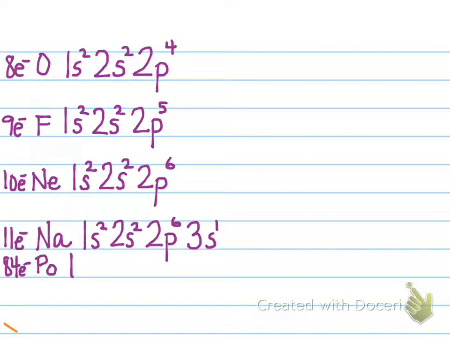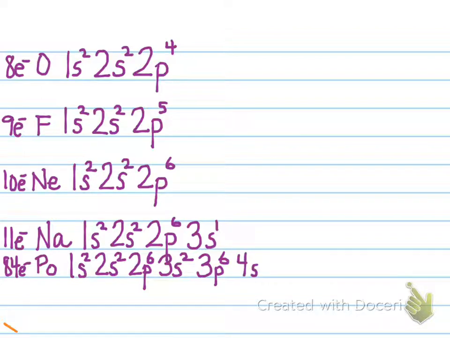So 1s2, 2s2 comes next. Then I have my 2p. It's going to be completely full. 3s, completely full, which means 2, not 1. Okay. Next I come to my 3p, which will be completely full with 6. That takes me to argon. So next I come to 4s with 2, which takes me to calcium.